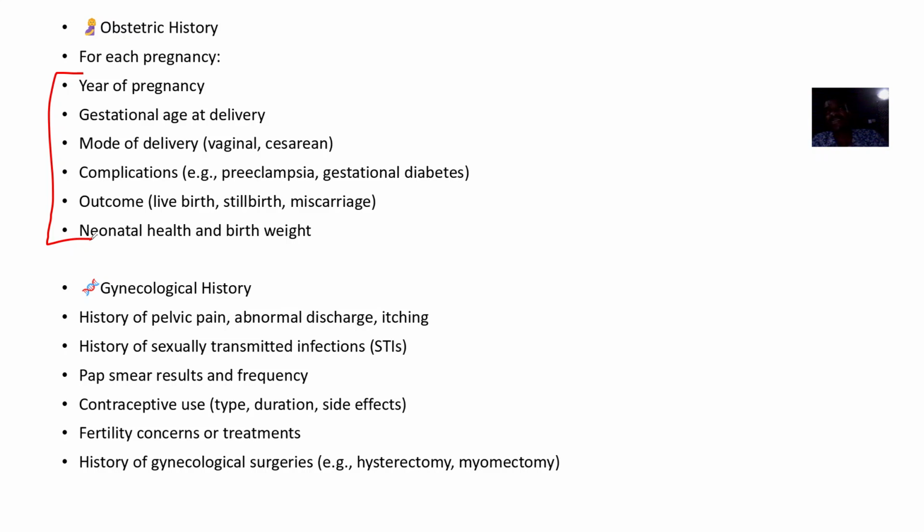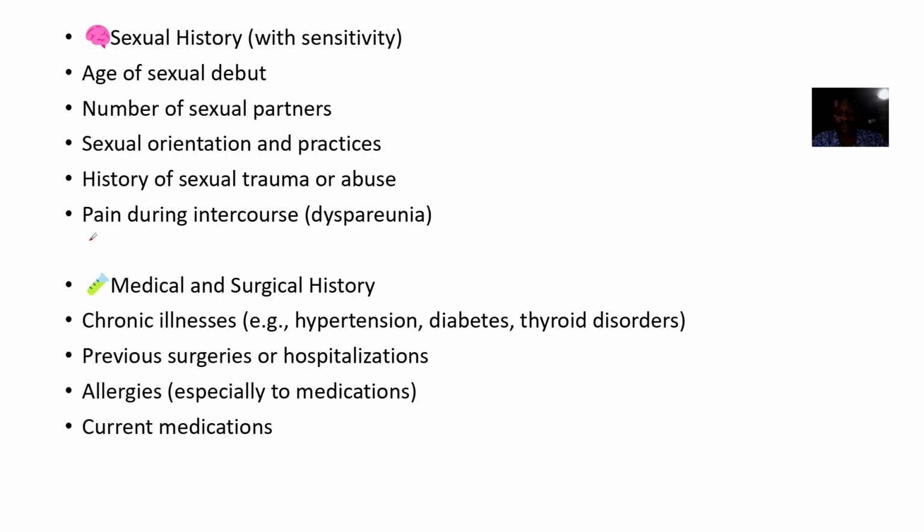The gynecological history, you ask things like, has she been feeling pains? Has she ever had any sexually transmitted infection, pap smears? Has she ever used contraceptives? Fertility concerns and all of that. Sexual history, when did she start having sex? How many sexual partners has she had in the past? How many does she have active now? Do you understand? This one I'm just trying to pick up if there are any infections coming up.